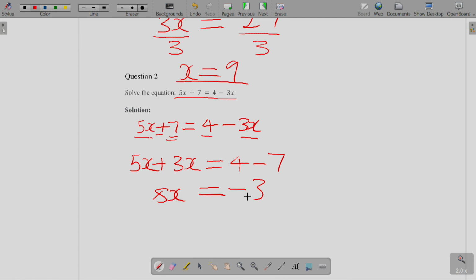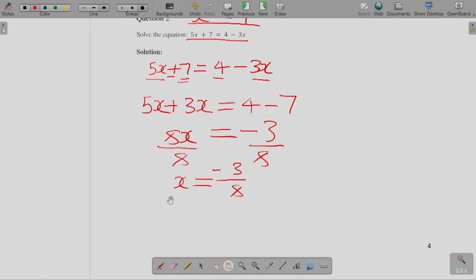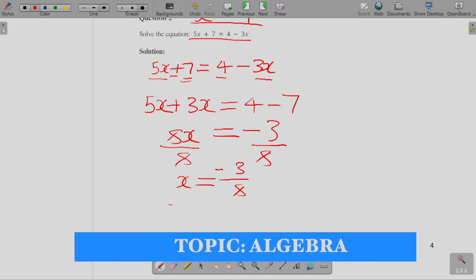So now let's divide both sides by 8. So if you divide both sides by 8, from this side we will get x, because 8 and 8 will be cancelled out, equal to negative 3 over 8. So this one will be the answer, which is x equal to negative 3 over 8.